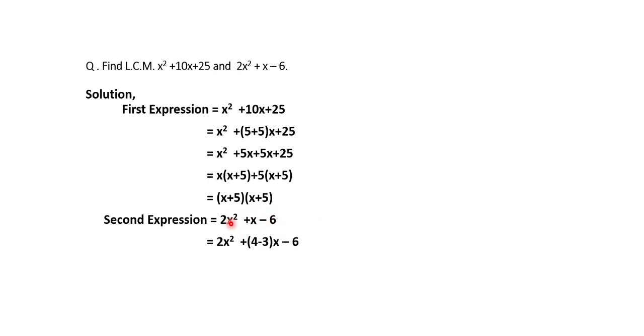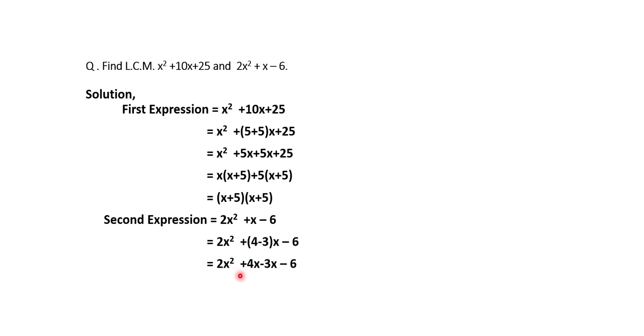Before this type of middle term break, we have to check. We have to multiply the first term's coefficient 2 and the last term's coefficient, and that should be factorized. 2 6s are 12, then 4 3s are also 12, and 4 minus 3 is 1. Then when you remove this bracket, it will be 4 into x, 4x, and minus 3 into x, minus 3x. Then there became 4 terms.